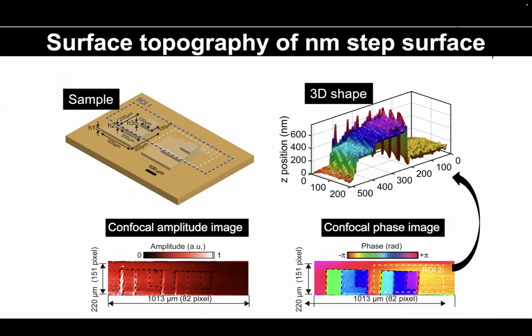However, the confocal phase image clearly visualizes the difference of the step surface as a quantitative phase value. Then we reconstruct the surface profile of the sample from the confocal phase image. The determined step height was in agreement with that by AFM.